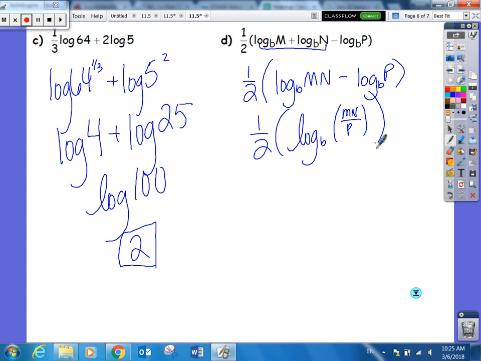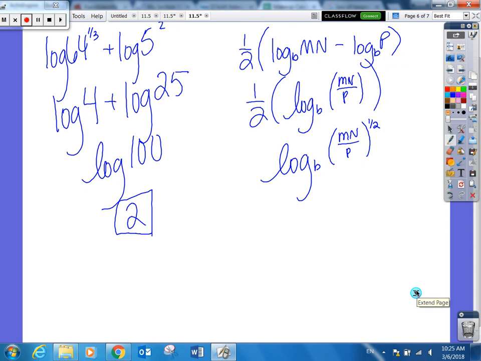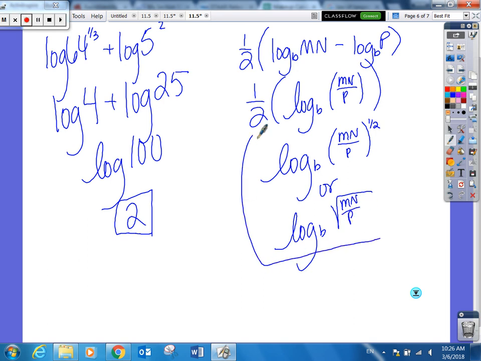And then that 1/2 goes to the argument, looking back at that law number 4. So it's log base B of mn over p to the 1/2. Now, on a problem like this, it doesn't tell us exponential or radical. If the directions tell you something about exponential or radical, you have to be sure and leave it in that form. If it doesn't specify exponential or radical, if you don't like the exponential and you think this makes more sense, log base B, you can say the square root of mn over p. You can do that. Either one of those is okay.